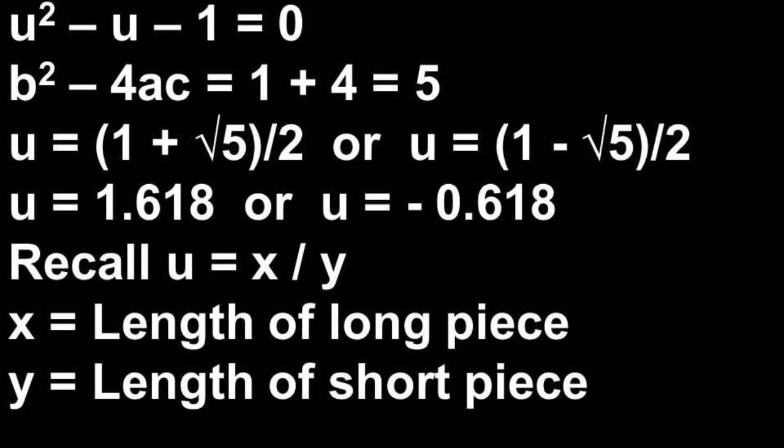So finally, just remember that u means x over y, and since x is the long piece length and y is the short piece length, we have found the golden ratio. That since u is x over y and x over y is the golden ratio, that is 1.618.